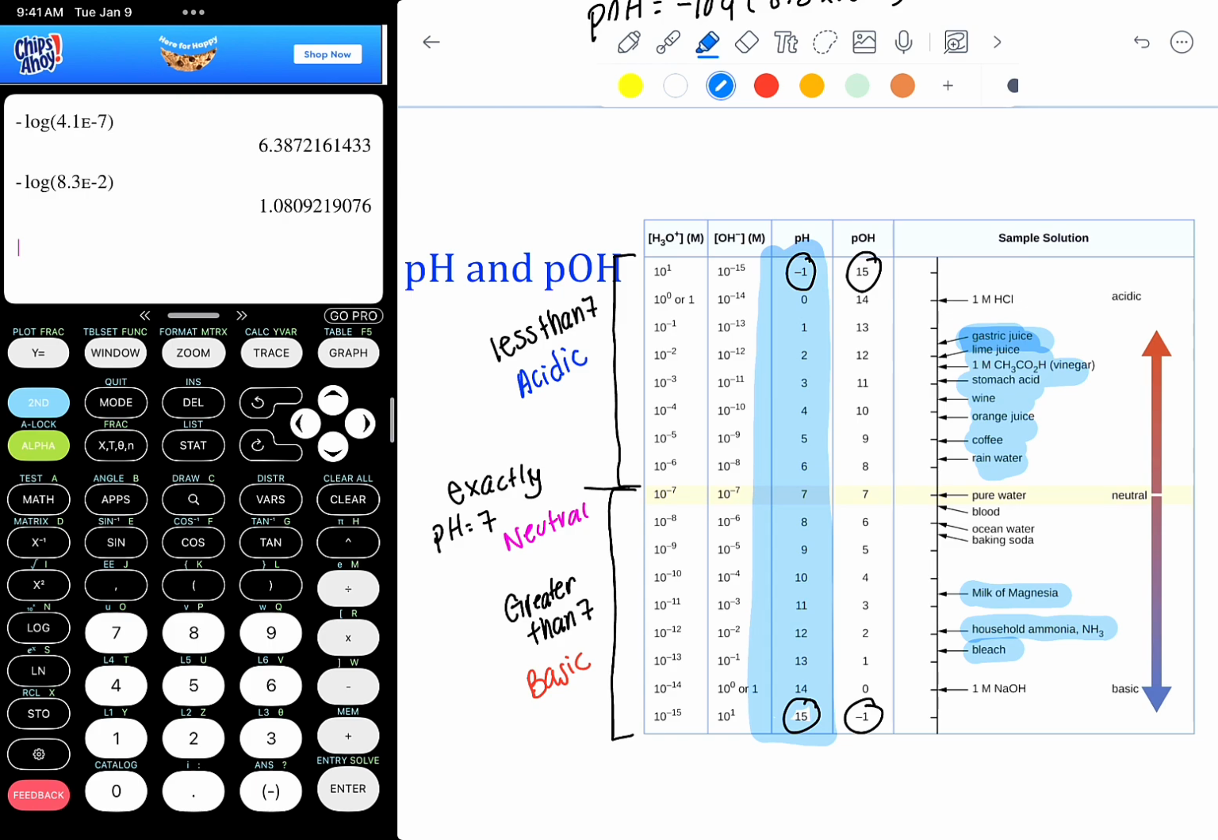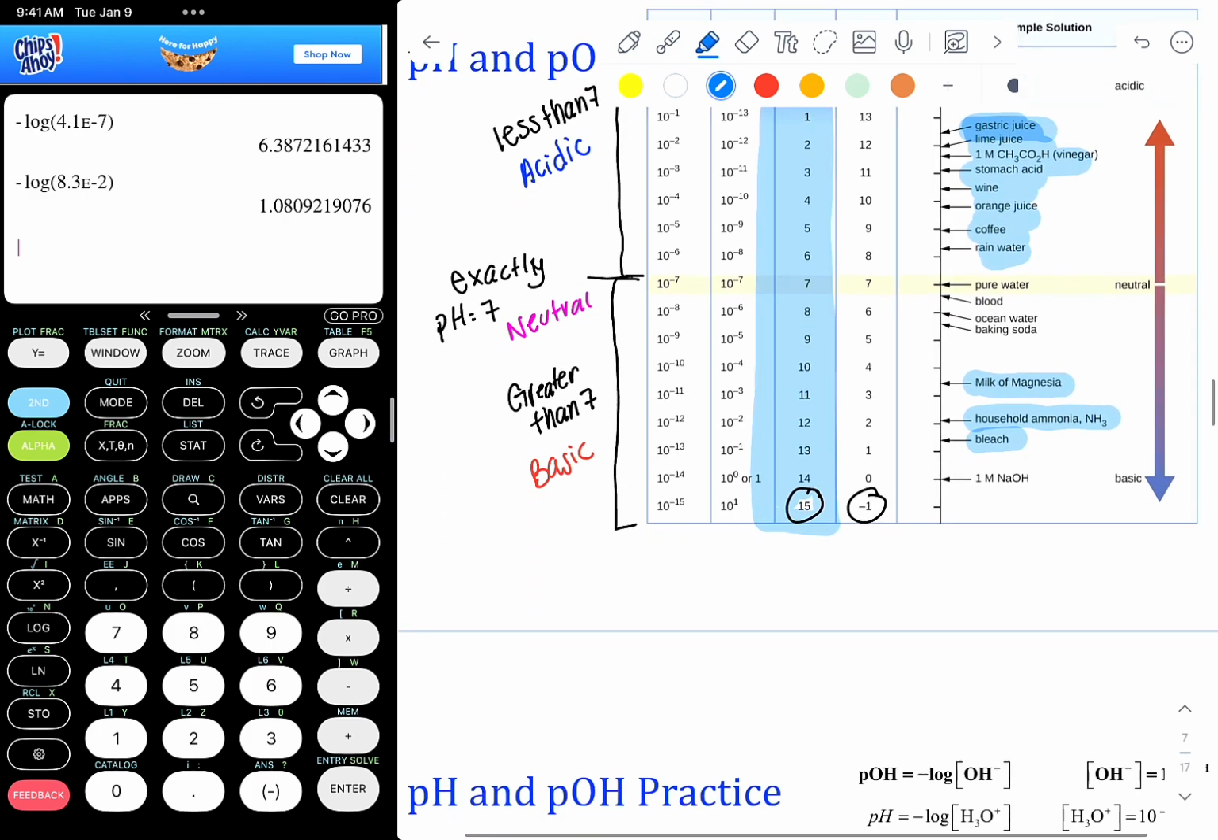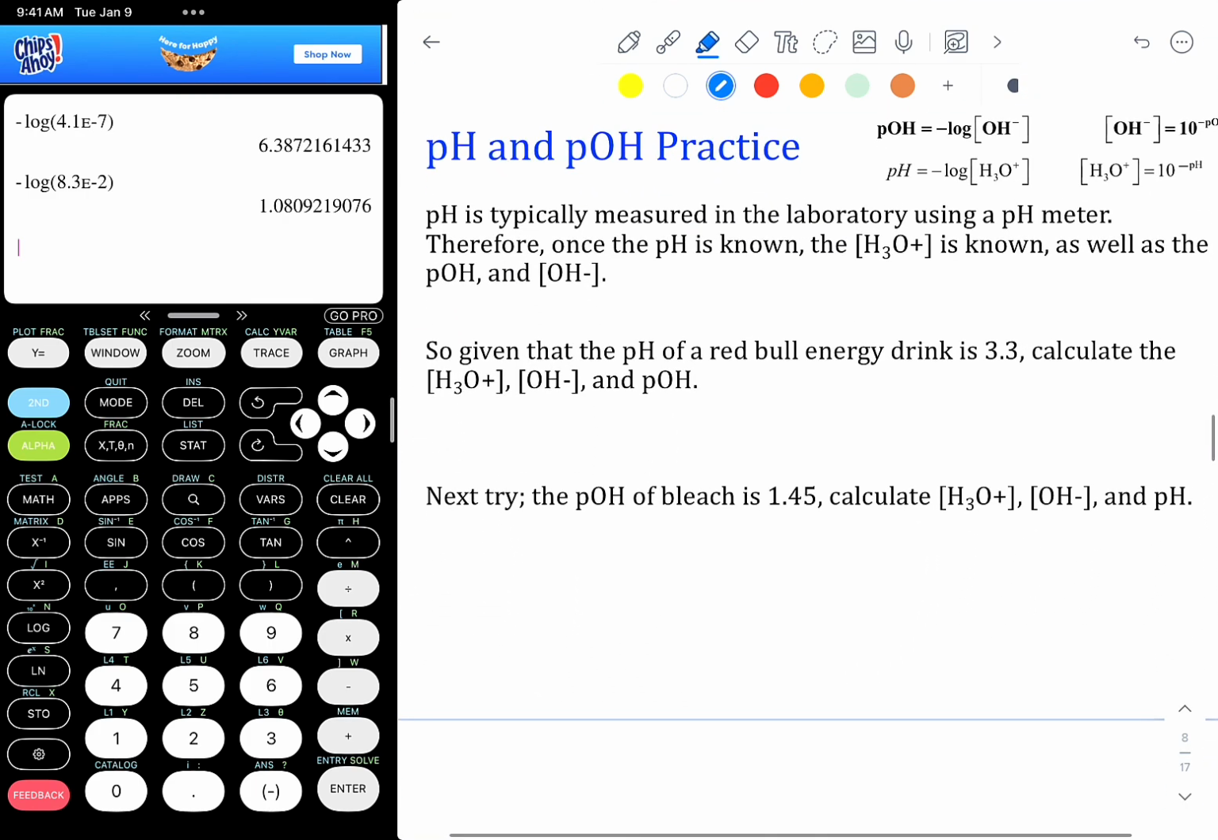So let's practice relating the pH and the pOH together. pH is typically what we get when we're in a lab setting, finding out different information about a solution, but we typically find the pH through a pH meter. Therefore, once we know the pH, we can use that information to find the H3O plus concentration, the pOH, and the OH minus concentration. Knowing just one number gives us all three of the other numbers that we could need, because they're all related to each other.